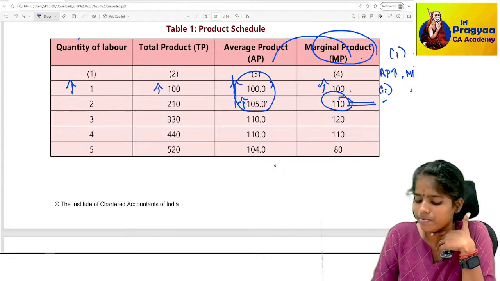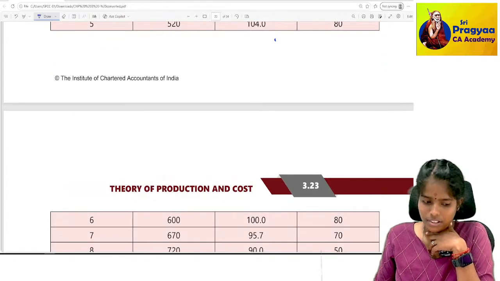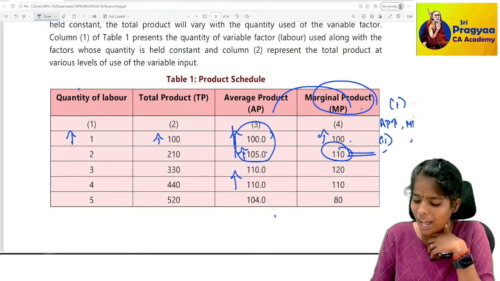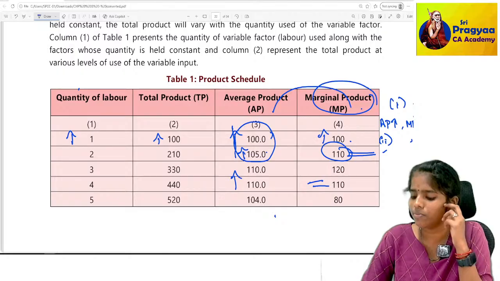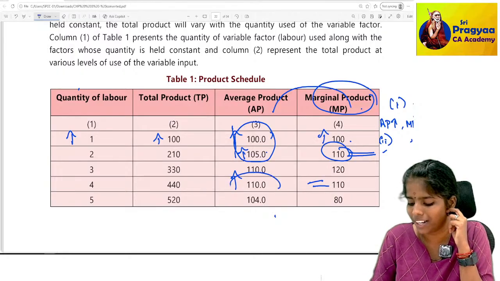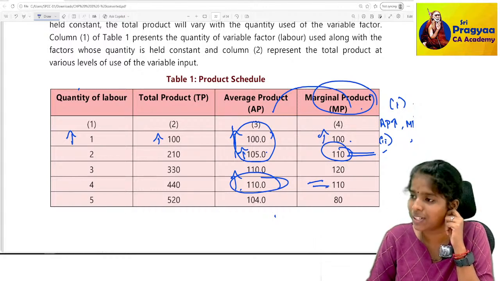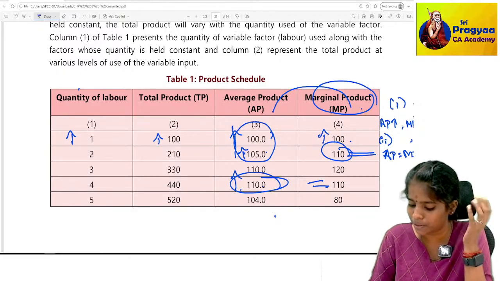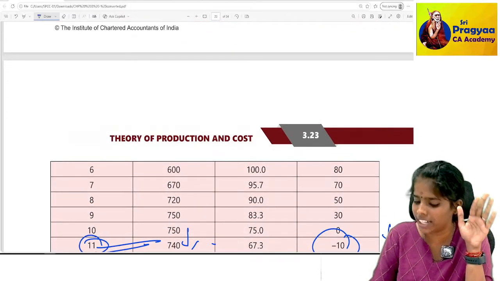Next, when average product decreases, or before that we will go to this. When average product is at its maximum, marginal product is equal to average product. Here my average product is 110, it is maximum. In that case, marginal product is also equal to my average product. அதுக்கப்புறம் என்ன ஆகுது, this average product falls: 104 ஆகுது, அப்புறம் 100 ஆகுது, 95 ஆகுது, decreases.